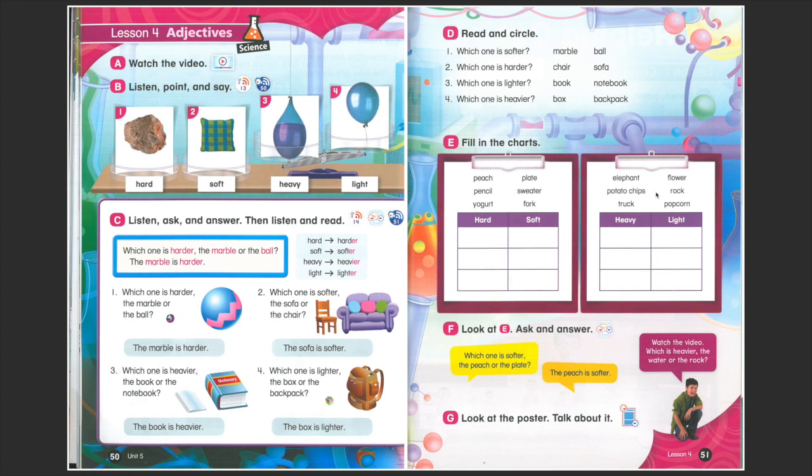Let's look at these different heavy and light objects. Elephant, ooh, the elephant is heavy, right? Flower, a flower is light. Potato chips, yummy, they are light. A rock is heavy. A truck, or we call it also lorry, it's heavy. And the popcorn, light. Okay, fantastic.